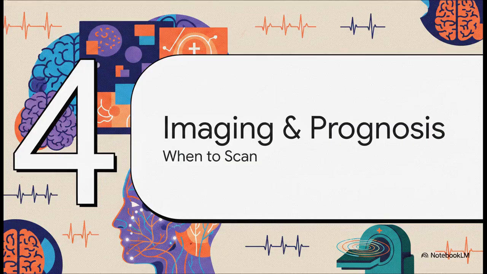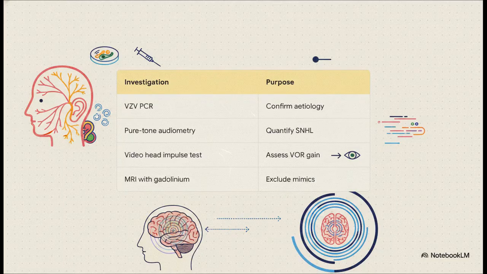Section 4. Imaging and prognosis. So how do we sequence this? We want to order investigations with a really pragmatic, targeted logic. You use the VZV PCR to confirm the etiology. You use pure tone audiometry to quantify any sensorineural hearing loss.